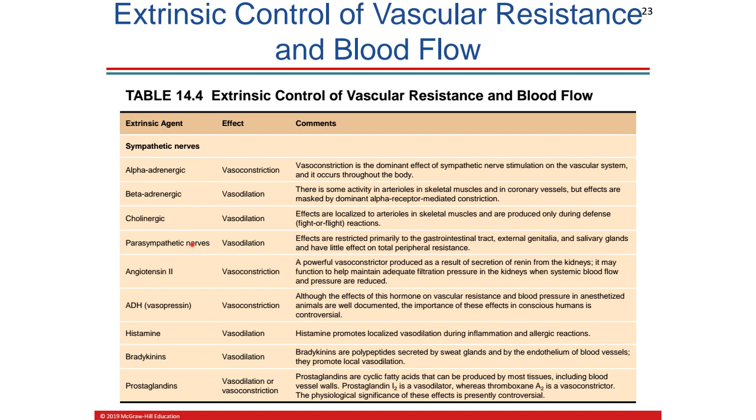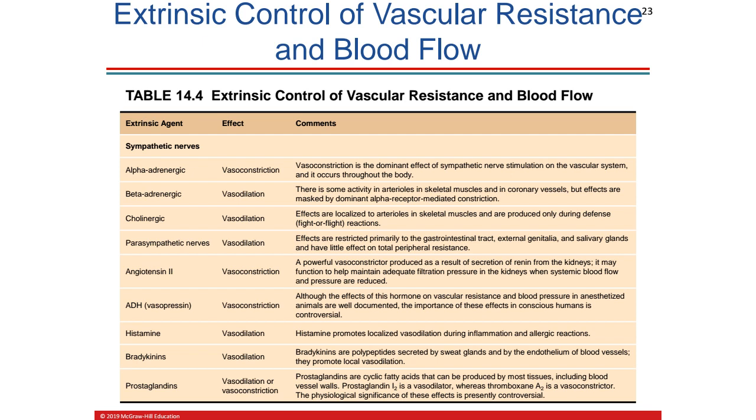Now, if we look at the parasympathetic nervous system, we see that it leads to vasodilation through the release of acetylcholine acting on muscarinic receptors. Now, these effects are really quite limited. They're just limited to the gastrointestinal tract, the external genitalia, and the salivary glands. And because it's so restricted, it has a relatively small effect on the total peripheral resistance.